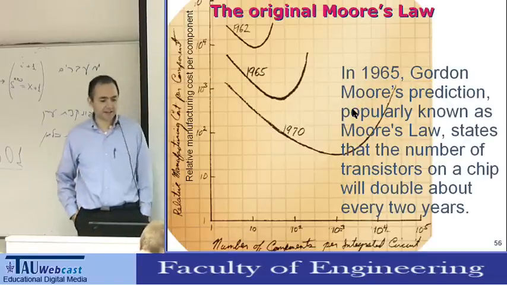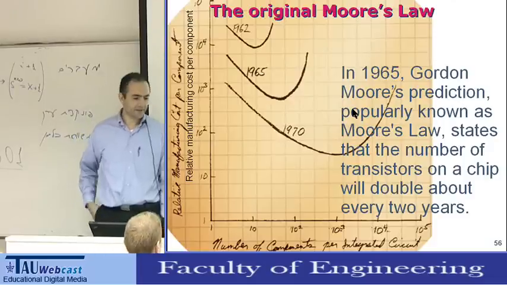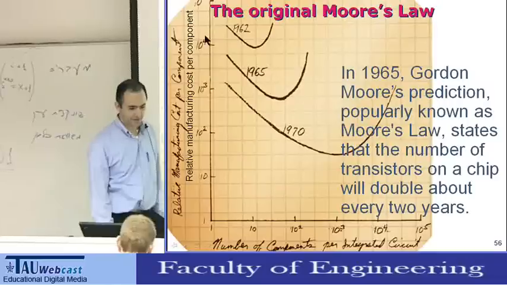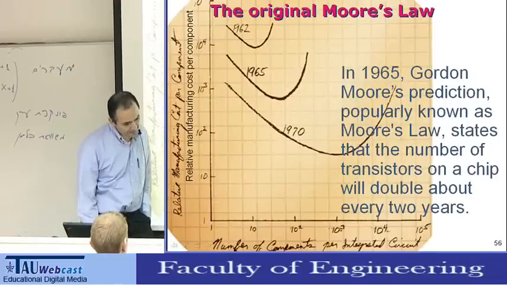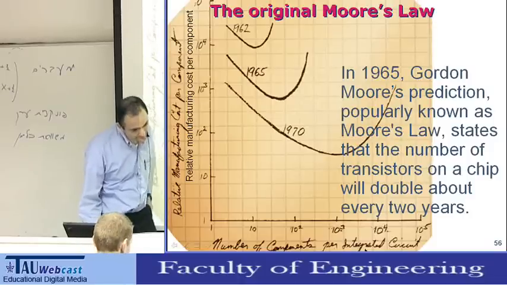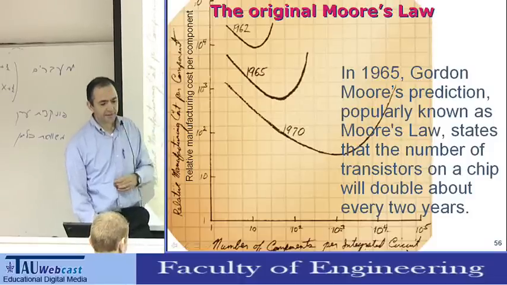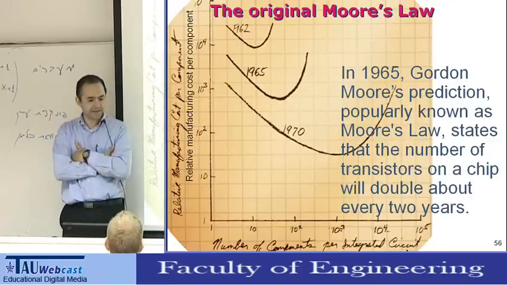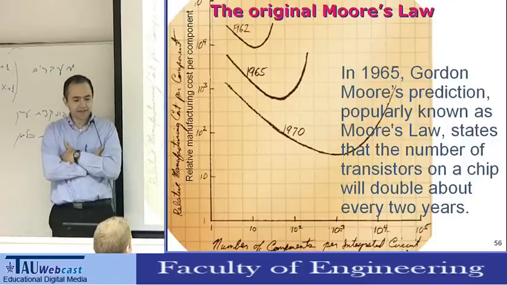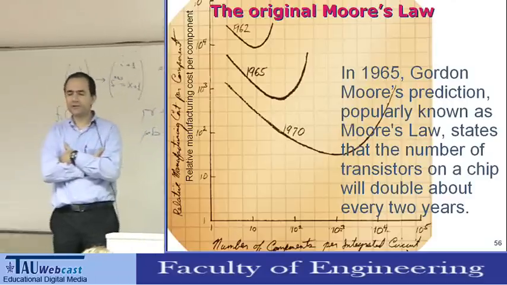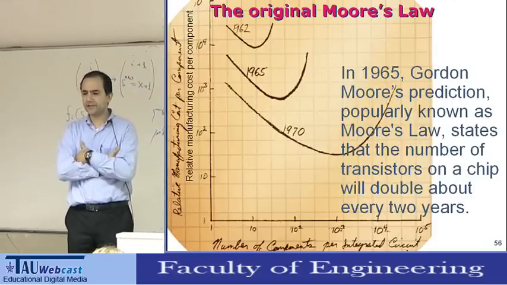So this is the original drawing of Moore's law. And what you see here is the relative manufacturing cost per component. So this is the cost. And here is the number of components per integrated circuit. So in 1965, Gordon Moore, who was one of the three founders of Intel, predicted that every 2 years, the number of transistors in a chip will double.